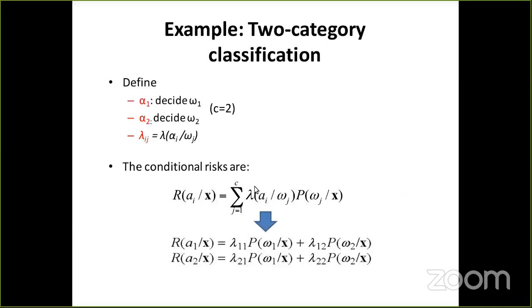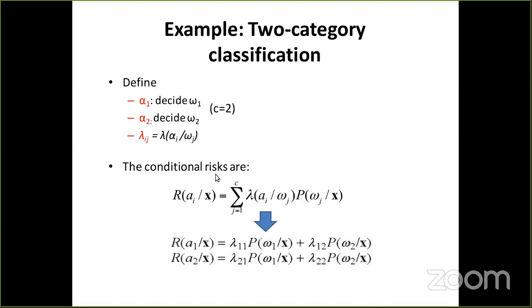Now let's look at one more example. Suppose we have two categories. We define the categories as omega 1 and omega 2, and then we have our actions. So alpha 1 means we decide that it's omega 1, and action 2 means that we decided it to be omega 2. And then we have our risk matrix, which is lambda of alpha i given omega j.